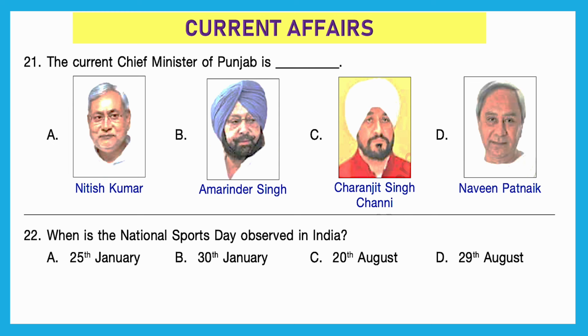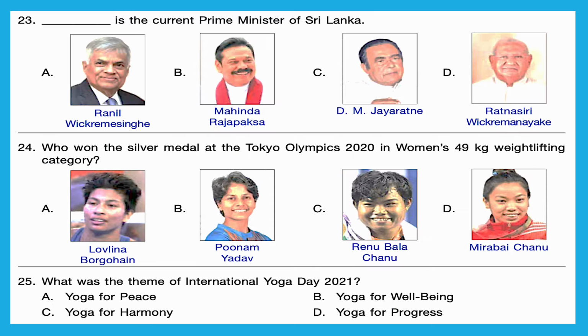Question 21. The current Chief Minister of Punjab is? So ABCD is not applicable here. I'll tell you the right answer, that is Shri Bhagwant Mann. Question 22. When is the National Sports Day observed in India? The right answer is option D, 29th August.